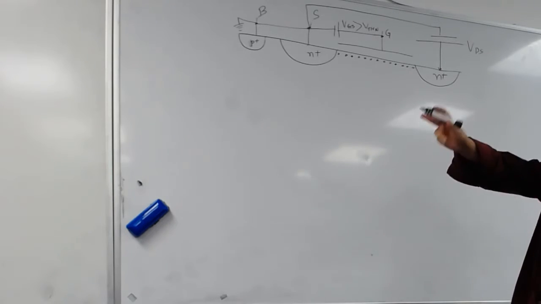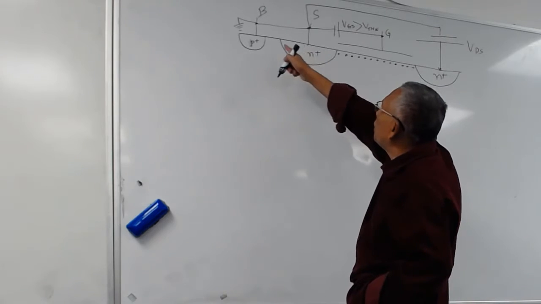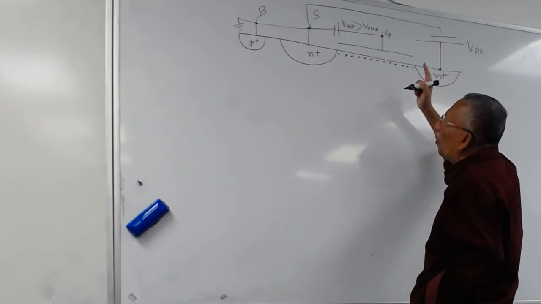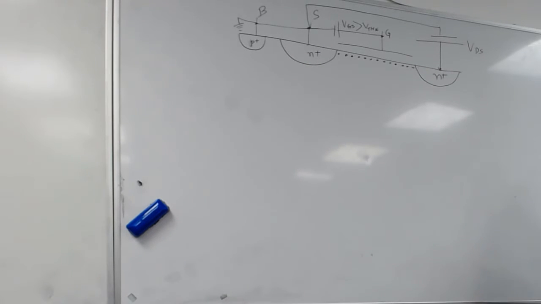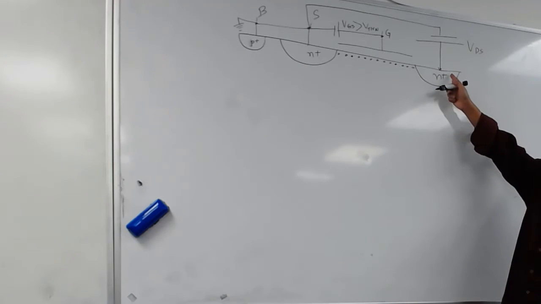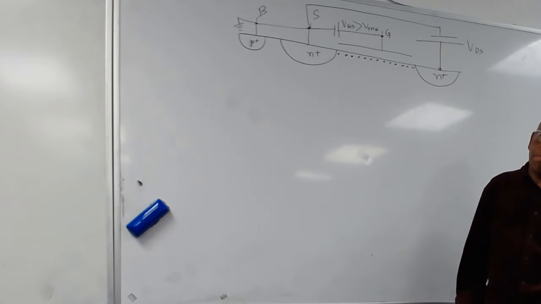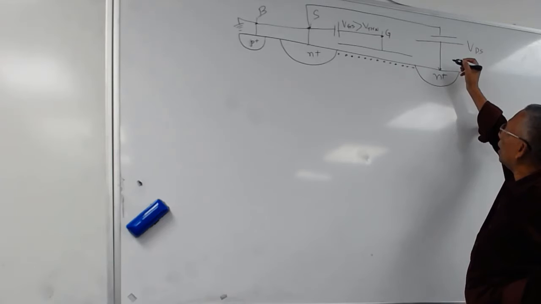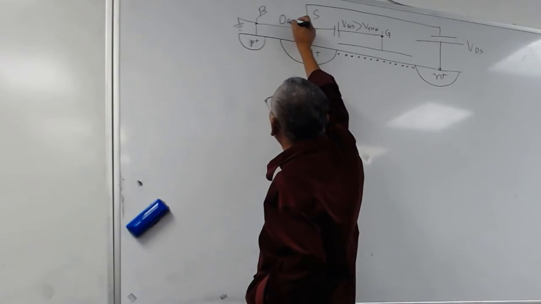So what's going to happen now? You have source here whose voltage is 0 volts, and drain here whose voltage is VDS. So where is the energy higher, here or here? Does this part have higher energy or this part? The drain. Higher energy. This is VDS. What is the energy here? 0 volts, 0 electron volts, isn't it?